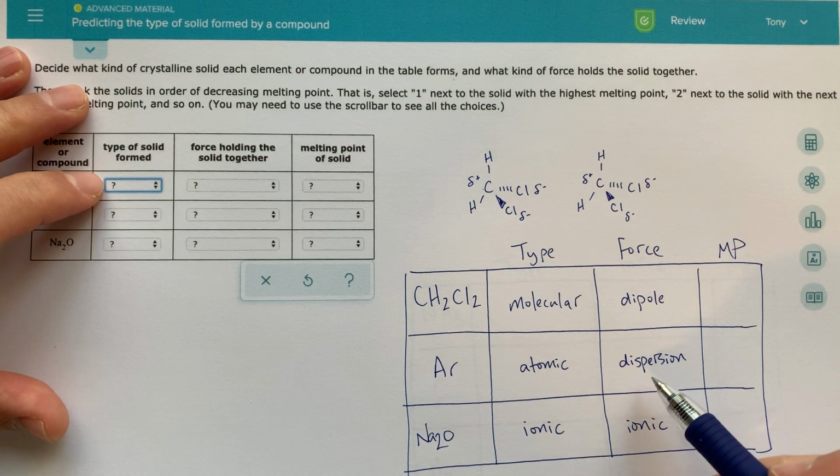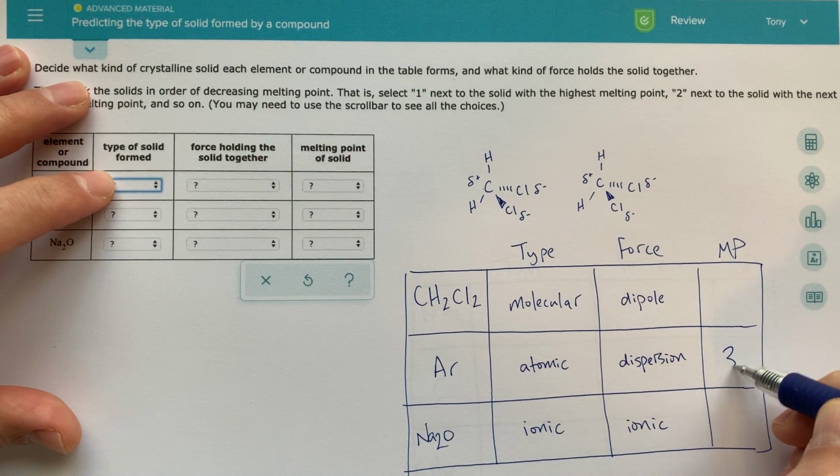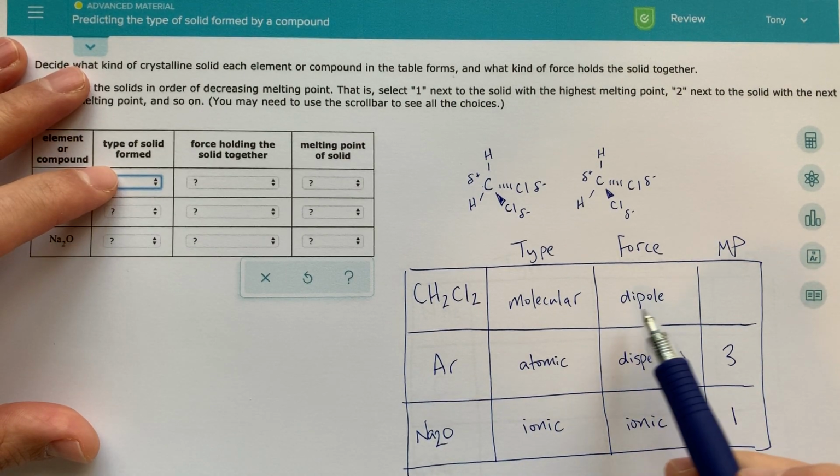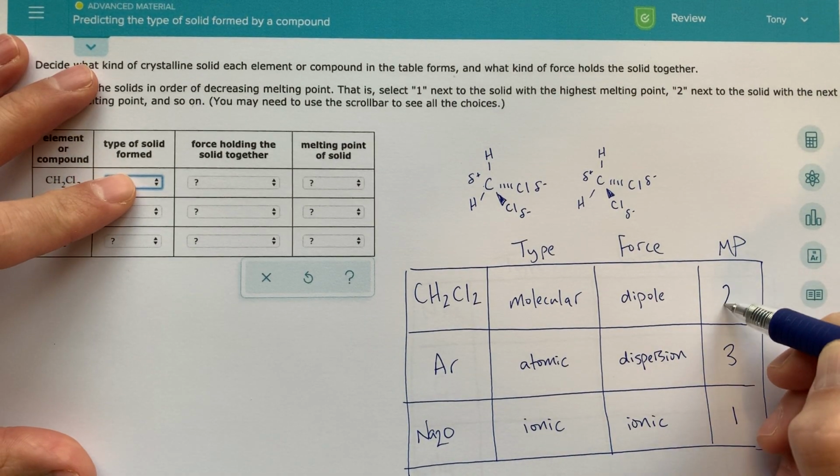Dispersion forces are always going to be really, really weak, so we can go ahead and put a 3 there right away. Same thing with ionic, always going to be very, very strong. And then this dipole interaction is going to be somewhere in the middle. So that's going to be a melting point of 2.